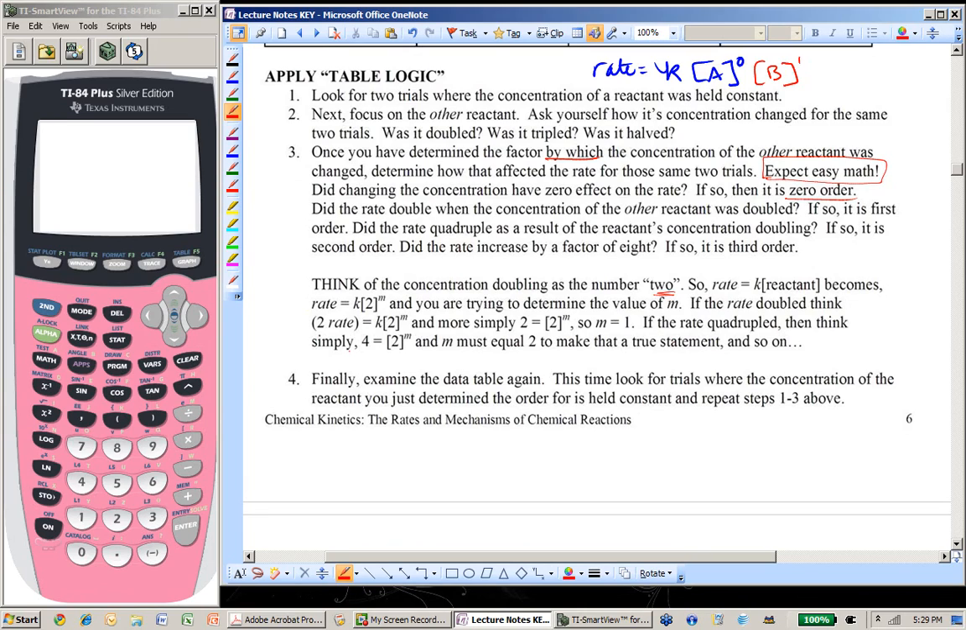If the rate quadrupled, then think simply 4 for the rate side is equal to that doubling of the concentration to a power, and that power is M, and it must be equal to 2 to make that a true statement, and so on, and so on. So finally, we want to examine the data table again, and this time do the opposite. This time look for a trial where the concentration of the reactant you just determined the order for is held constant, and then just repeat those 3 steps above.